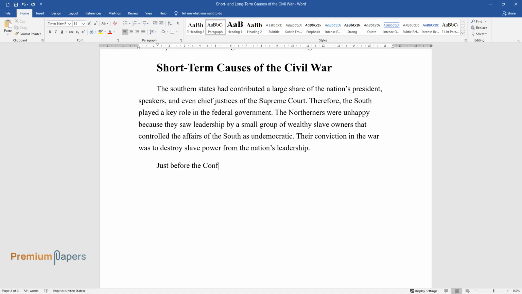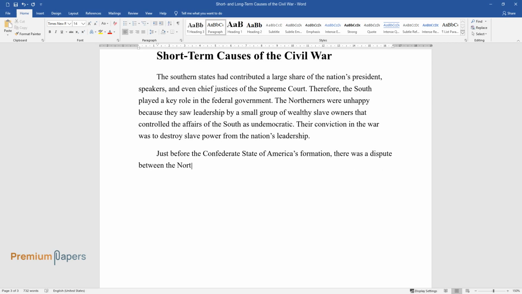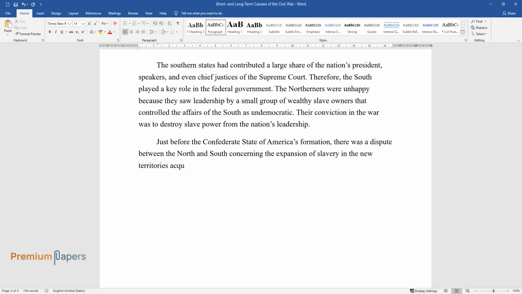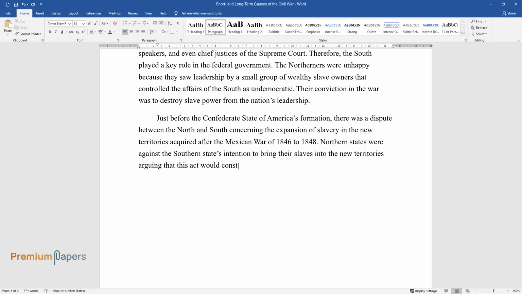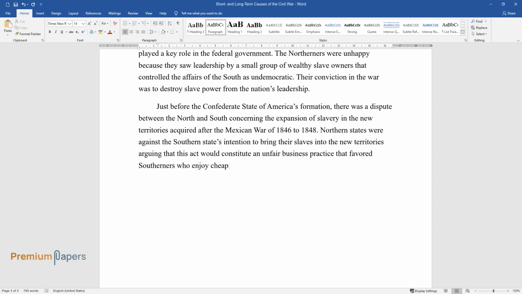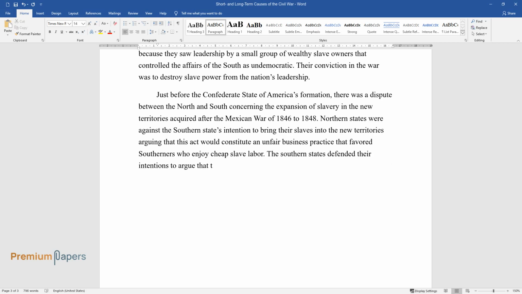Just before the Confederate States of America's formation, there was a dispute between the North and South concerning the expansion of slavery in the new territories acquired after the Mexican War of 1846 to 1848. Northern states were against the Southern states' intention to bring their slaves into the new territories, arguing that this act would constitute an unfair business practice that favored Southerners who enjoyed cheap slave labor. The Southern states defended their intentions, arguing that the movement of their property, slaves, was legal anywhere within the nation.